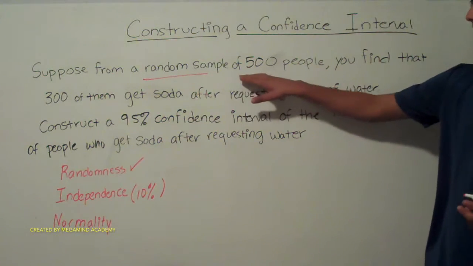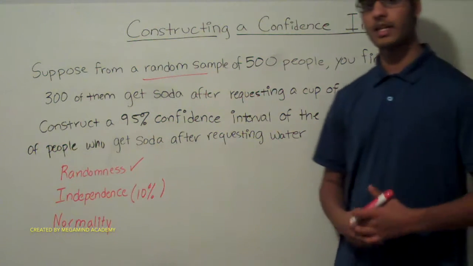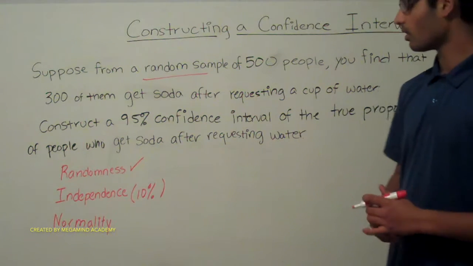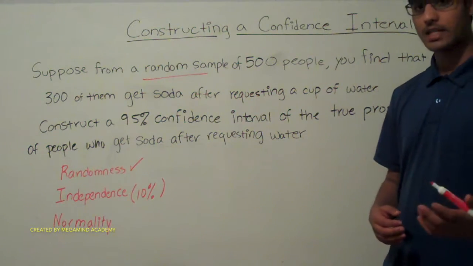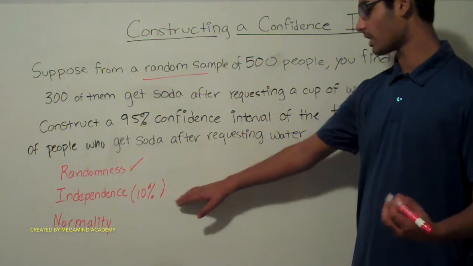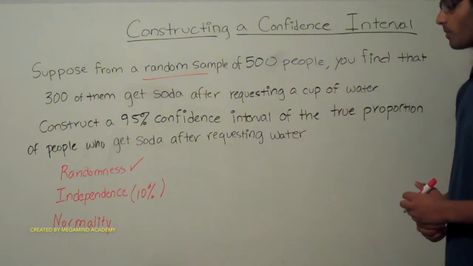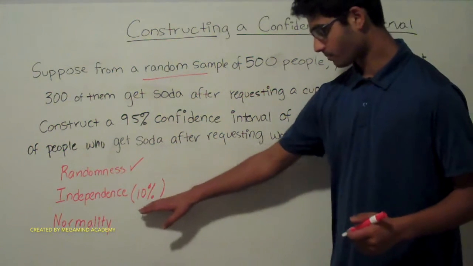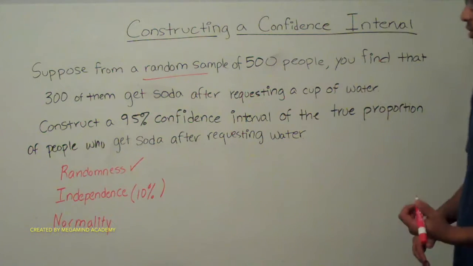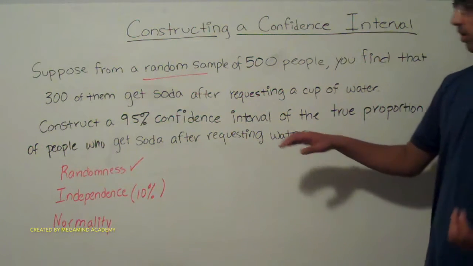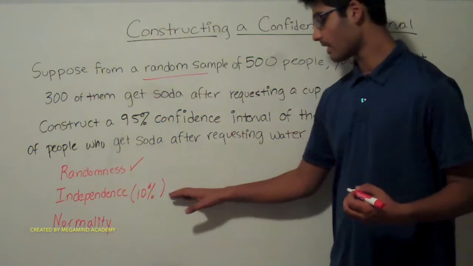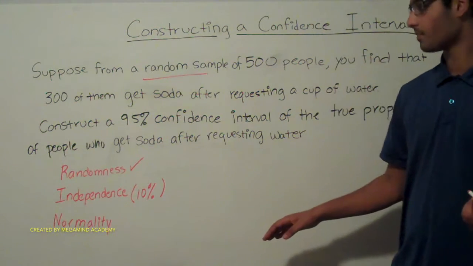However, here we can see that we're selecting without replacement because we're not going to replace the people, or we're not going to ask the people who we already asked before. So this is going to be sampling without replacement, which means that we have to follow the 10% condition, or 10% rule. So what this means is if 500 people is less than the total population, or the total number of people who request a cup of water, then each trial is independent.